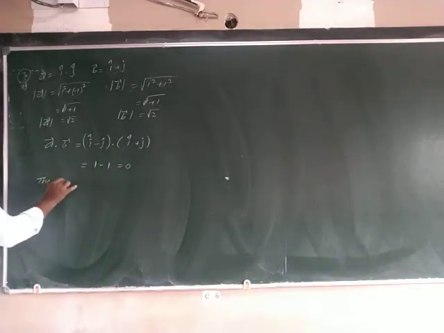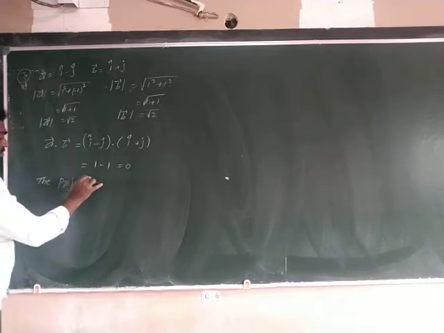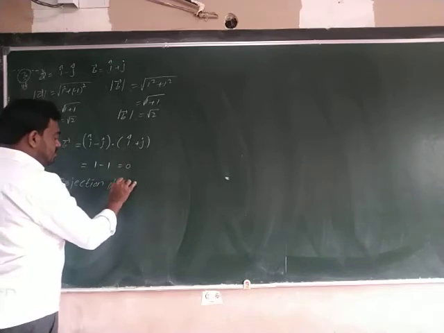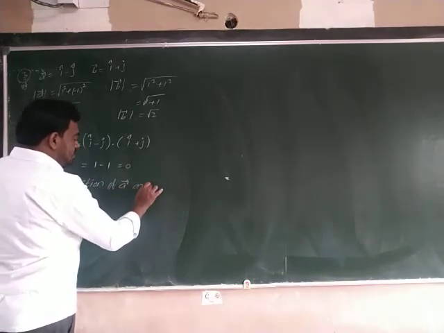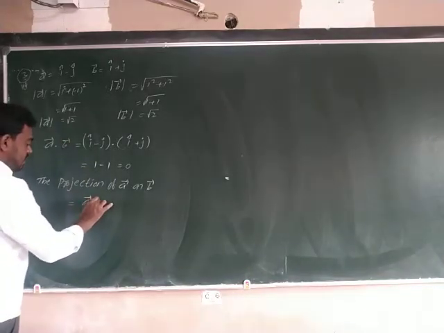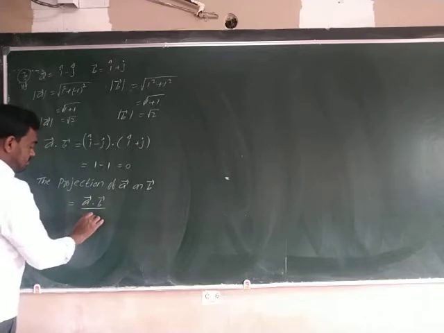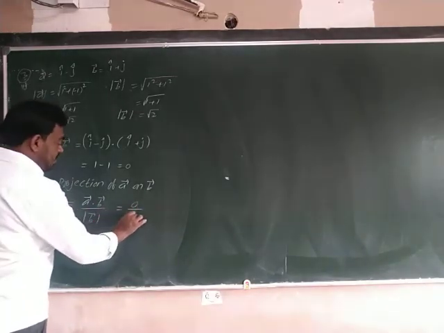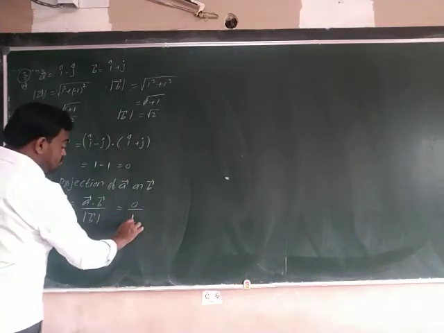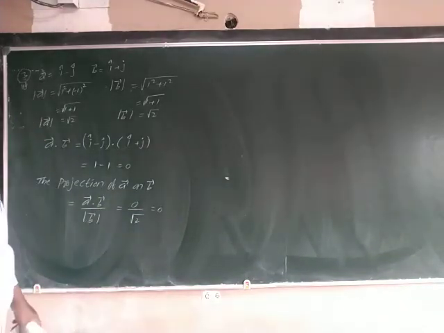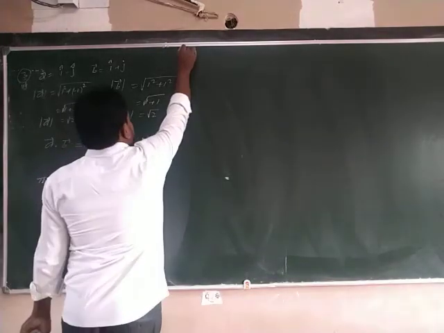Now the projection of vector A on vector B is equal to vector A dot vector B divided by the magnitude of vector B. So this is equal to A dot B, which is 0, divided by the magnitude of B. What is the magnitude of B? Root 2. So this is equal to 0. This is the solution of the third one.